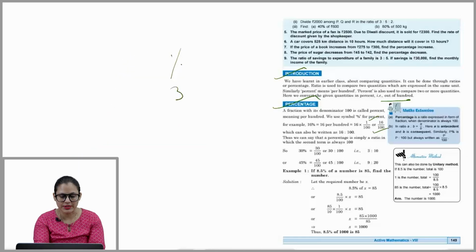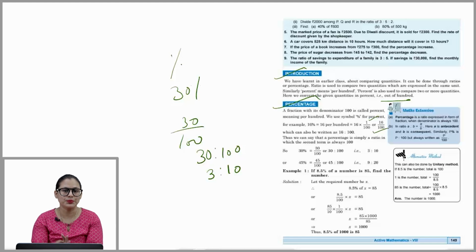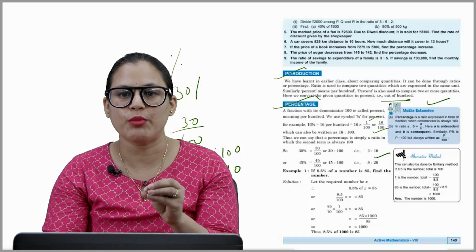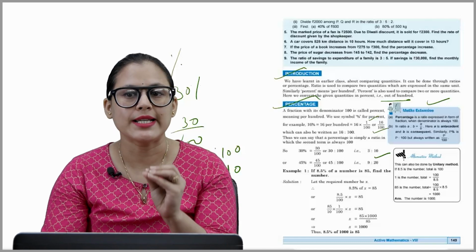30% means 30 upon 100 or 30 is to 100, or you can convert it into simplest form, that is 3 is to 10. Similarly, 45% is 9 is to 20. Maths extension. Percentage is a ratio expressed in the form of a fraction where the denominator is always 100.